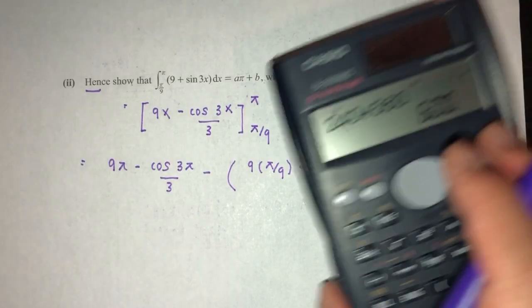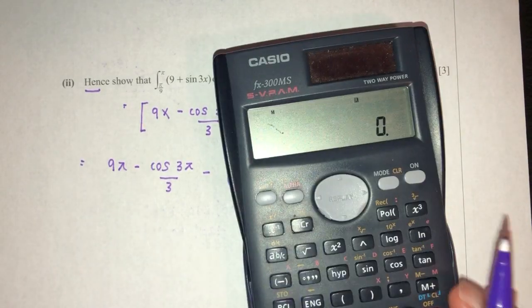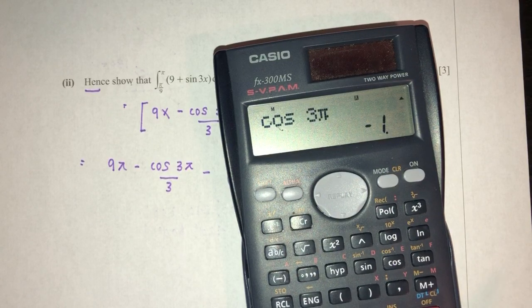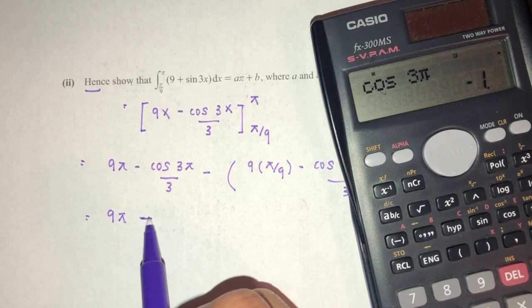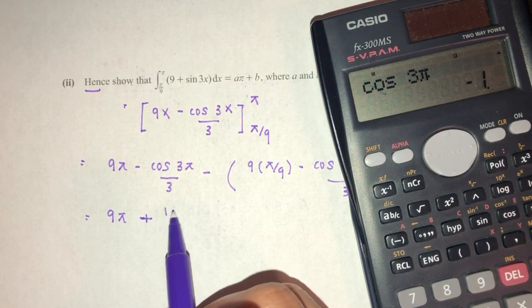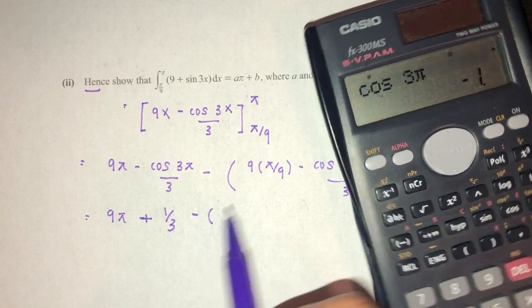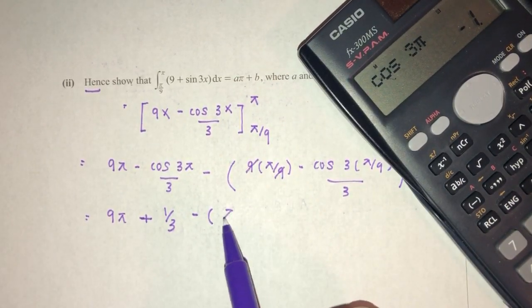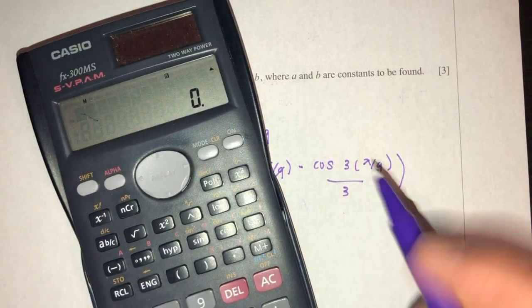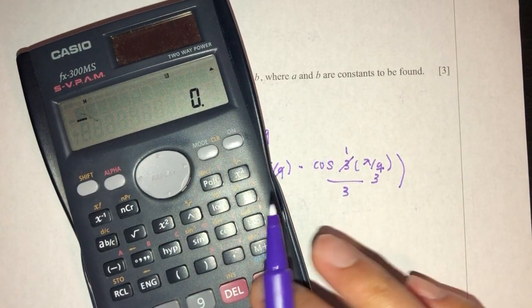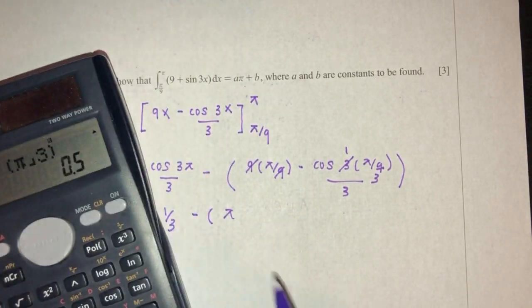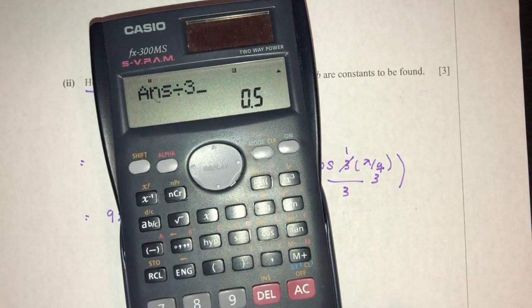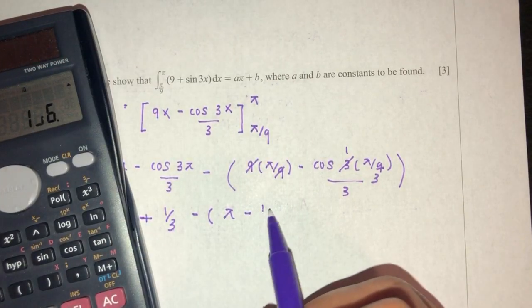Let's simplify. Here we have to use radians. What is cos of 3 pi? It is minus 1. So you will have 9 pi minus minus 1, which becomes plus 1 over 3. Minus, the pi cancels out. And this one will be what? Simplify. Cos of pi over 3 is half. So minus half divided by 3, that will be 1 over 6.